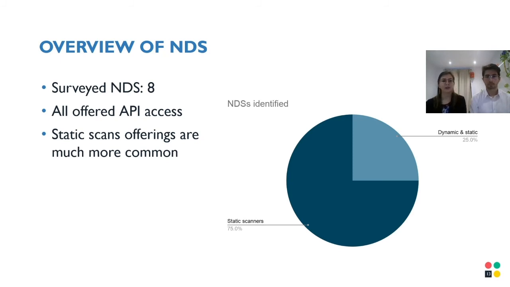So for this research, we identified 8 different NDS services. NDSs, it's pretty common for some of them to go up or go down or change their names, stuff like that. But these 8 have been fairly stable. Of these 8, all of them offered static scans, and 2 of them offered dynamic scans as well. And also all of them offered API access.